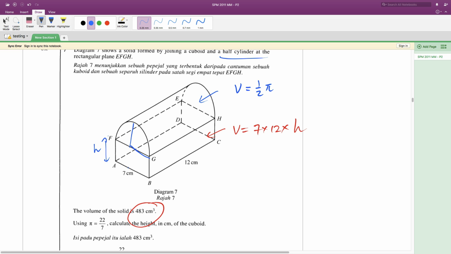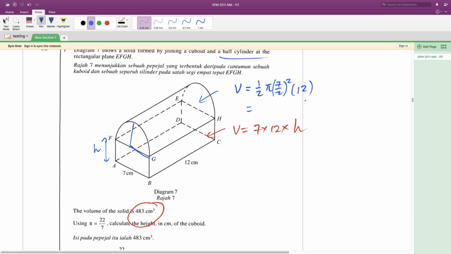Okay, so what I will do is, this is half pi r square. My r is 7/2 square h. My length over here will be 12. You just add both together and it equals 483. Of course, I will simplify it first.